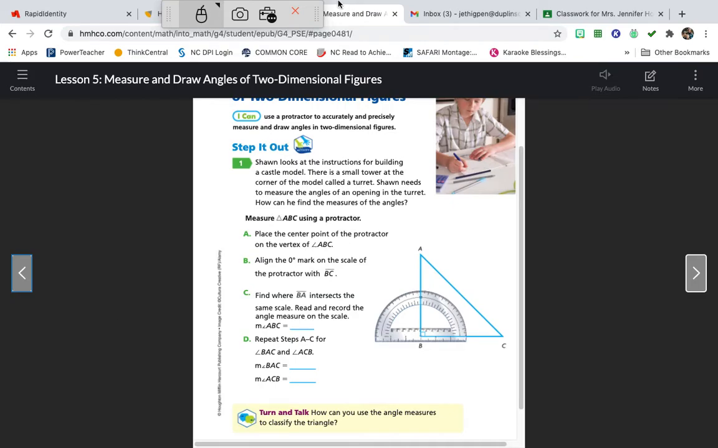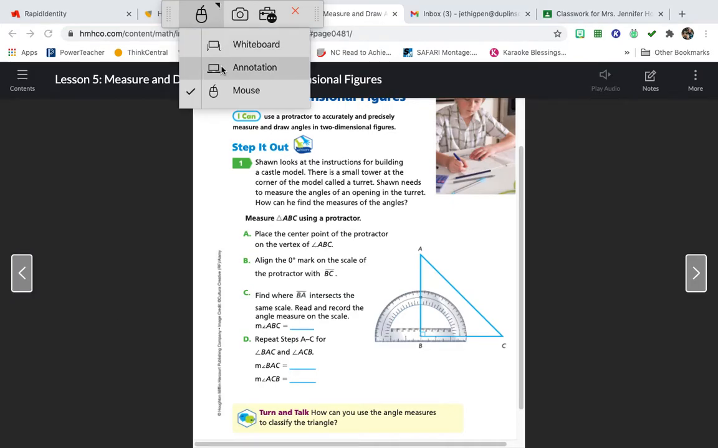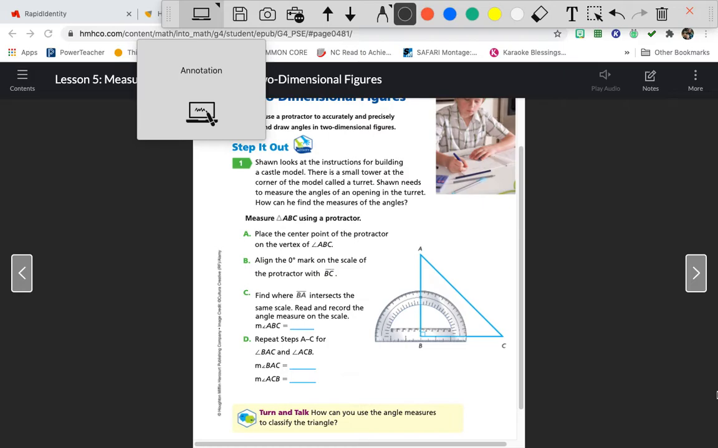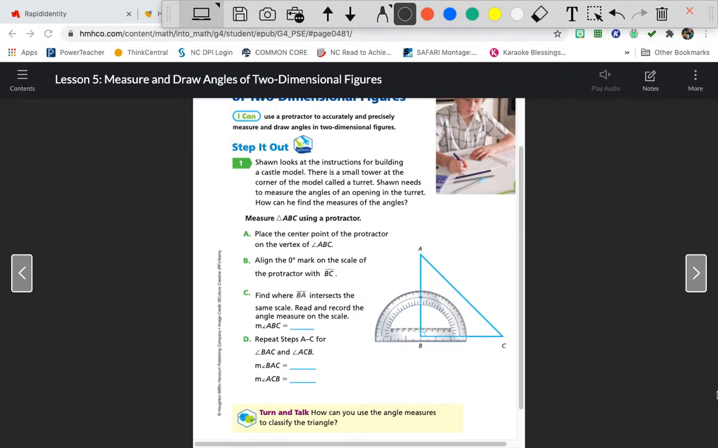You find that on page 461 in your math book. Our objective today is to measure and draw angles of two-dimensional figures. So today we're going to be using a protractor to accurately and precisely measure and draw angles in two-dimensional figures. Now if you don't have a protractor at home, you're just going to follow along with me.